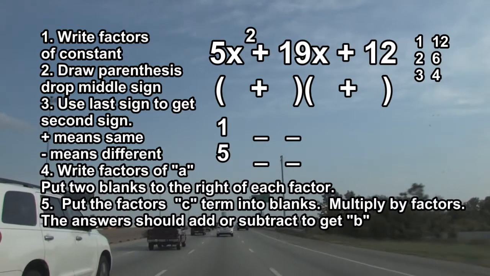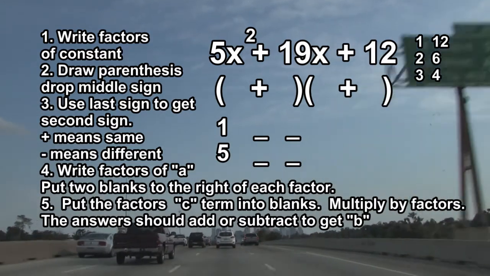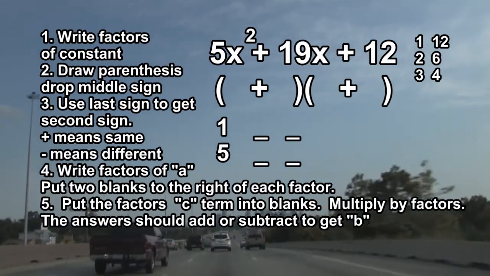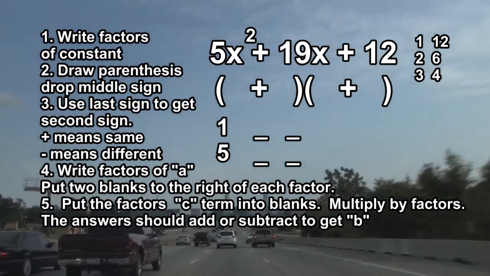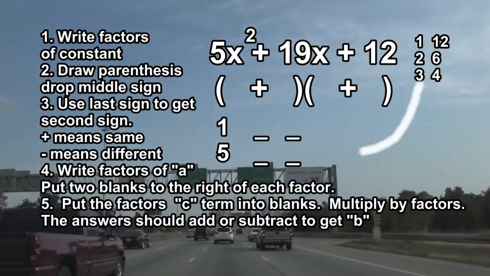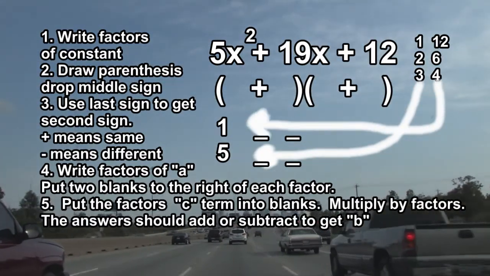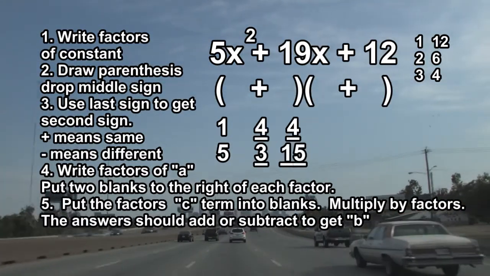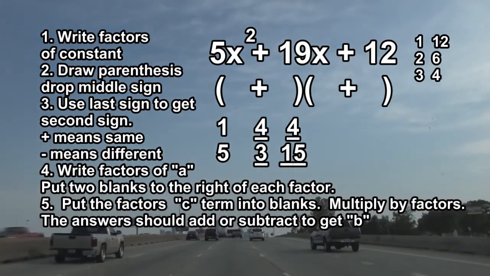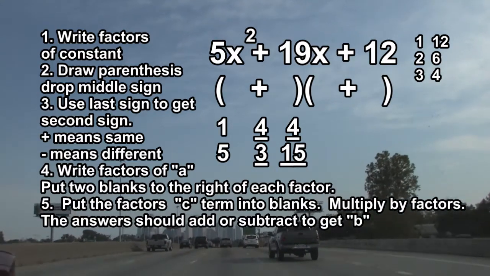Step 5 is to put the factors of C into the blanks. Multiply those factors by 1 and 5. The answer should add or subtract to get B. In this problem, we want our answers to add and get 19. If you put the factor of 3 by the 5 and the factor of 4 by the 1, the products of 1 and 4 and 5 and 3 would be 4 and 15. And indeed, 4 plus 15 adds up to 19.